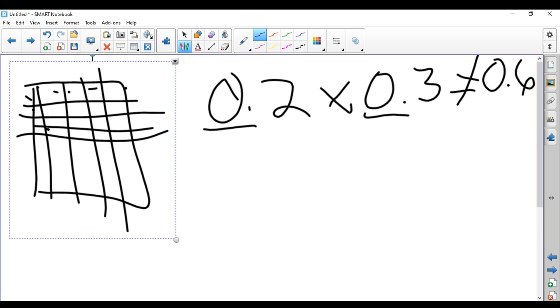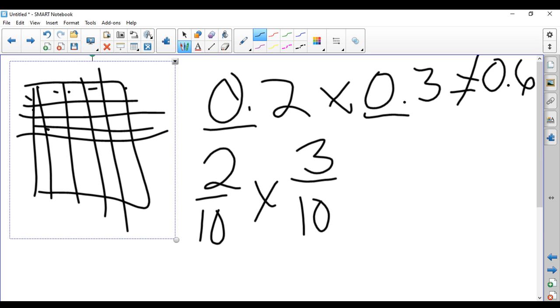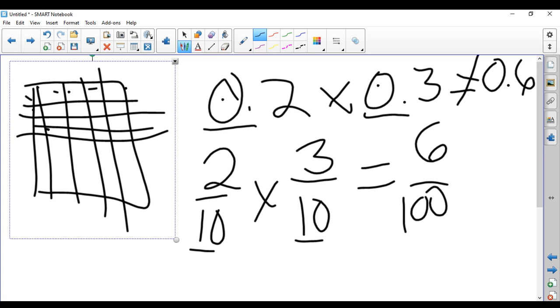That sounds confusing. Let's turn it into fractions and see if it makes more sense. I have 2/10 times 3/10. 2 times 3 does equal 6, but notice 10 times 10 equals 100. So 2/10 times 3/10 equals 6/100, which is smaller than even 1/10. That number that we got ended up being smaller than either of the starting decimals. And that's because we're dealing with a decimal multiplied by a decimal.